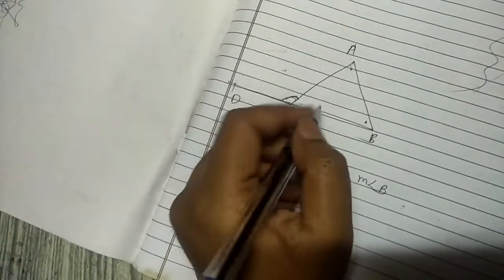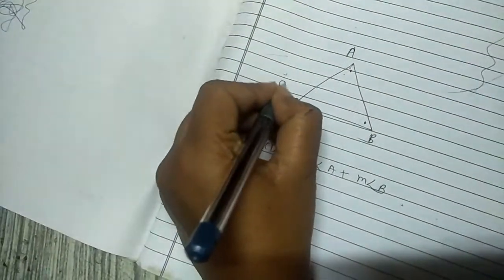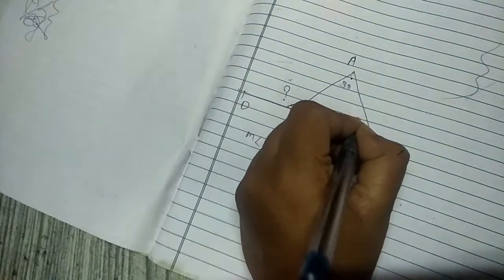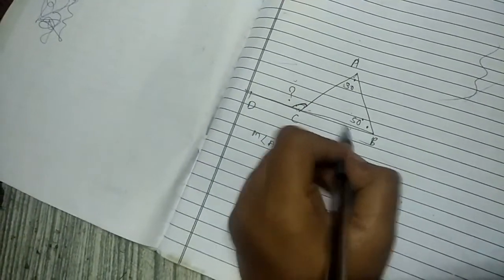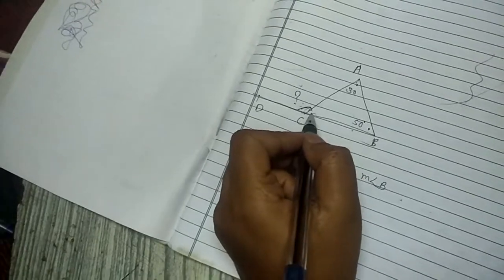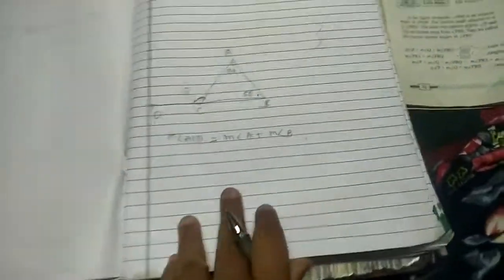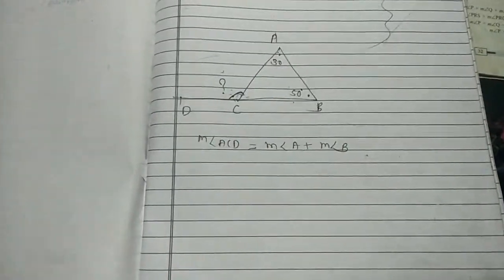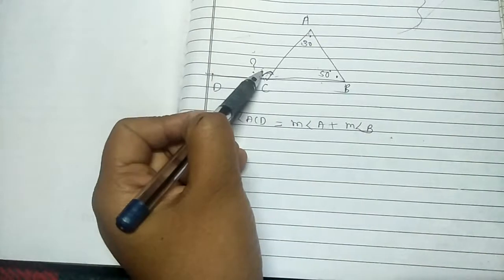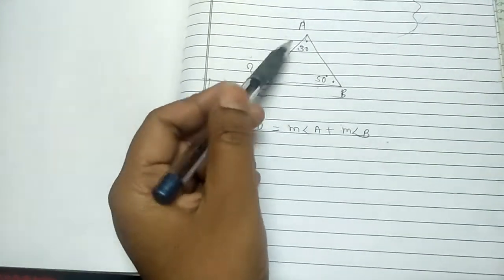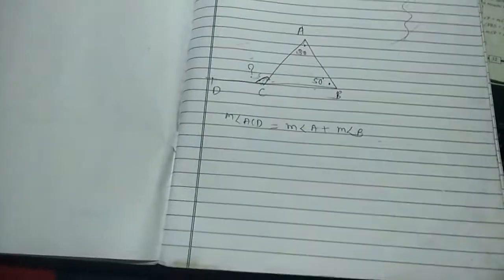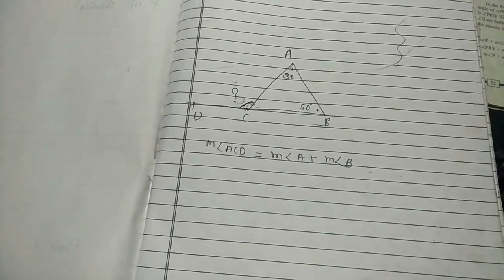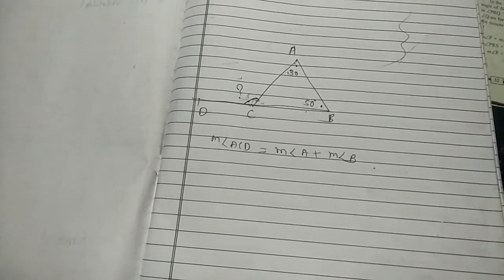Clear everyone? Suppose we have to find the measure of this angle, and this angle is 30 degrees and this angle is 50 degrees. So 30 plus 50 is equal to 80. It means the measure of this angle is 80 degrees. So we have to find examples like this. We either find the measure of the exterior angle, or, if the exterior angle measure is given, we find the measure of its remote interior angle. Okay, so this example we will see in the next video. Thank you.